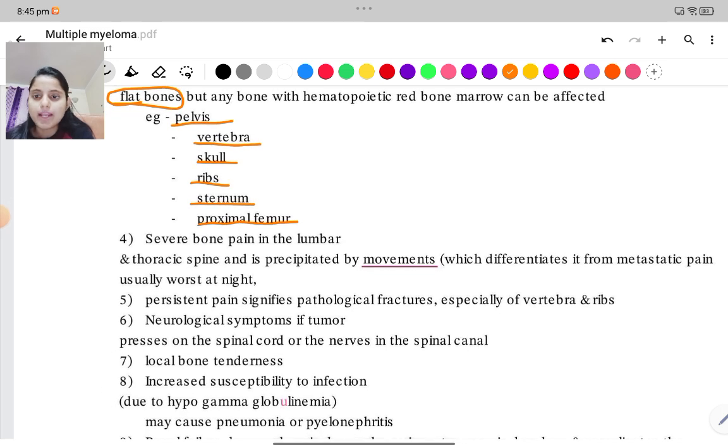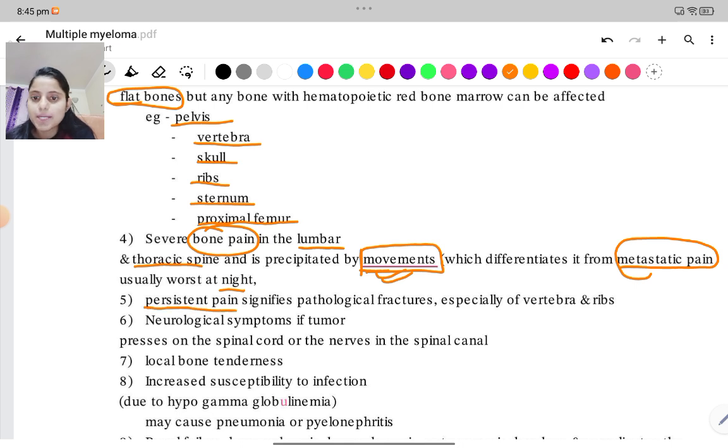When the multiple myeloma affects the spine, lumbar spine, thoracic spine, it causes severe bone pain, which is precipitated by the movements, which differentiates it from metastatic pain. Metastatic pain is usually worst at the night during rest, but multiple myeloma pain is precipitated by the movements.